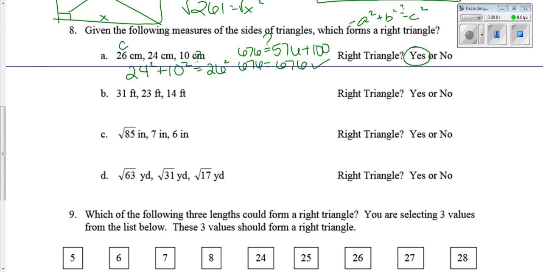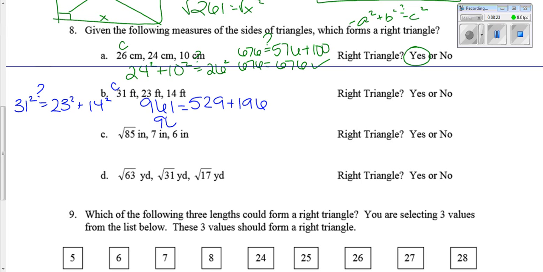For letter B, the 31 is the biggest side, so 31 is our C. So we're looking at does 31 squared equal 23 squared plus 14 squared? 31 squared is 961, and we're saying does that equal 529 plus 196? Does 961 equal 725? No, this is not a right triangle.